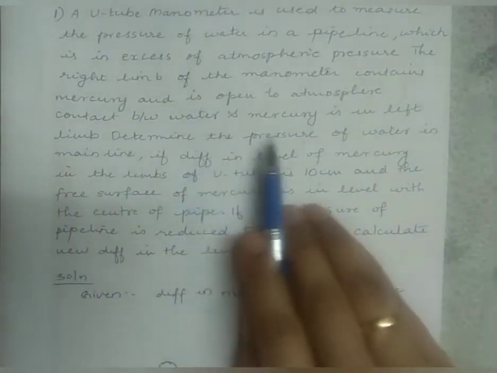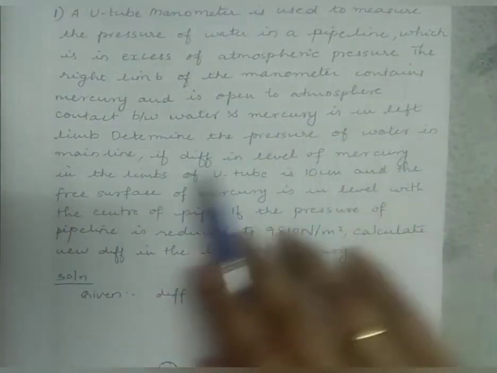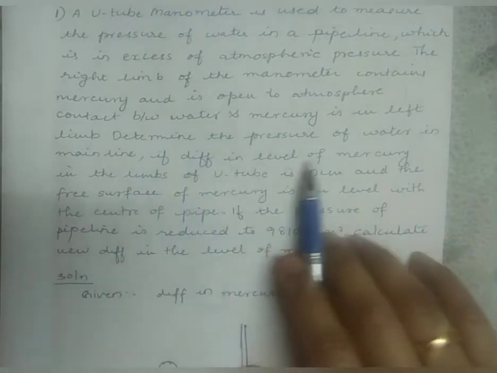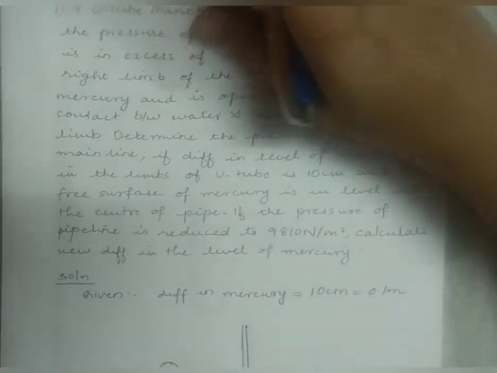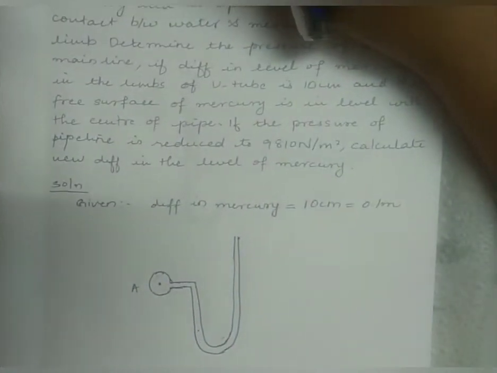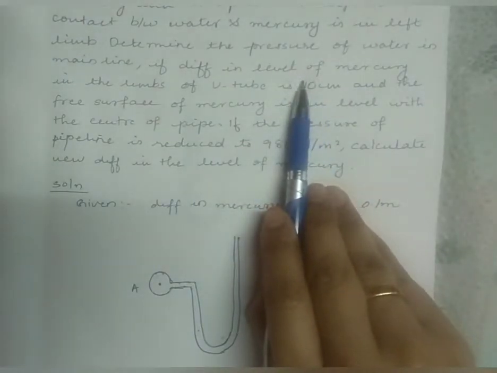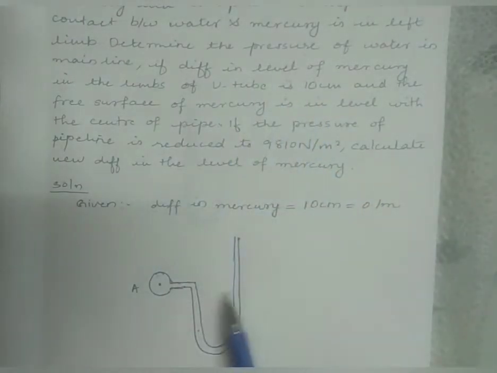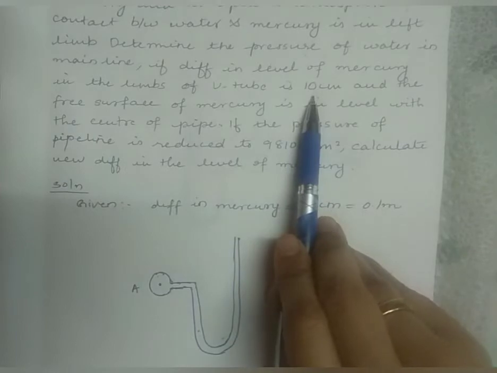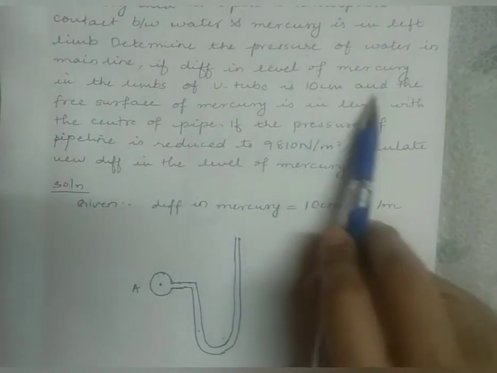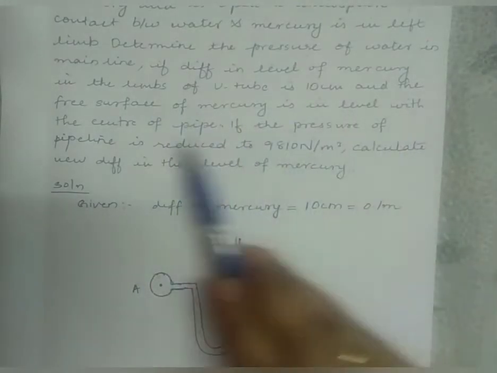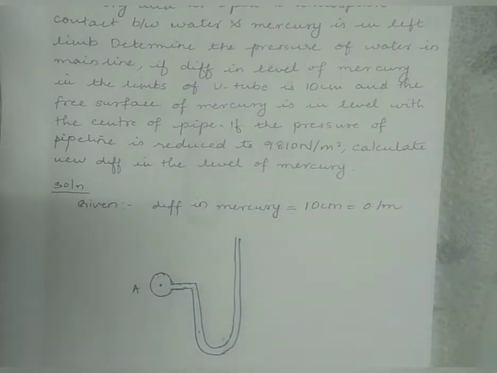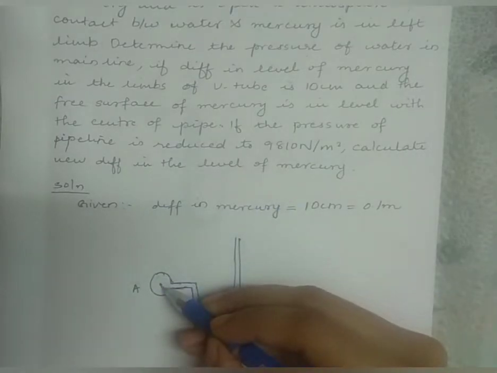And what is the next data? Determine the pressure of water in main line if the difference in level of mercury in the limbs of U-tube is 10 cm. So the difference in level of mercury in the left and right limb is given as 10 centimeters. And the free surface of mercury is in level with the center of the pipeline. So this is the center of the pipeline.